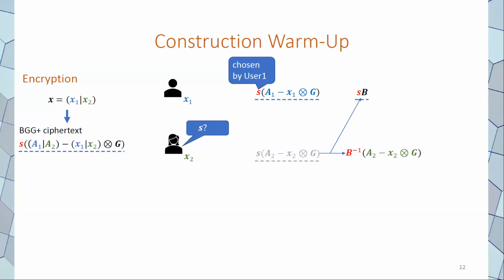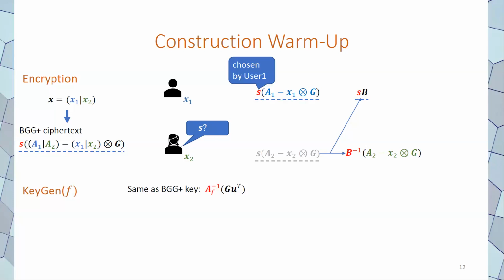Now, SB can be given out, and these dashed underlines basically represent the noisy term. So SB underline means SB plus noise. User 1 can give out SB, and user 2 can give out B inverse A2 minus X2 tensor G. At the time of decryption, we can take the product and get the BGG plus ciphertext components, and we are back to the original. And therefore, the key is again the same as the BGG plus key, which is basically AF inverse of some public vector.